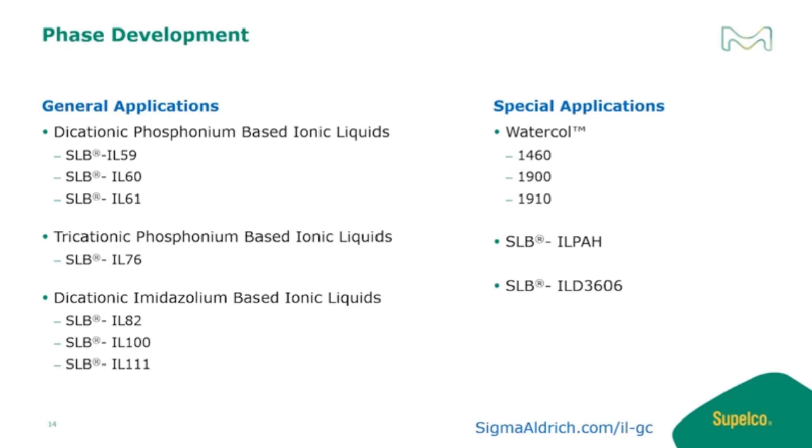We actually have 3 phases, but only one of these has been commercialized. There's the water column 1460, the water column 1900, and the water column 1910. And then we also have 2 very special application-specific phases. One we call the SLB-IL-PAH for polynuclear aromatic hydrocarbon analysis, and the SLB-IL-D3606. It's a capillary column designed to meet the requirements of the ASTM D3606 methodology.